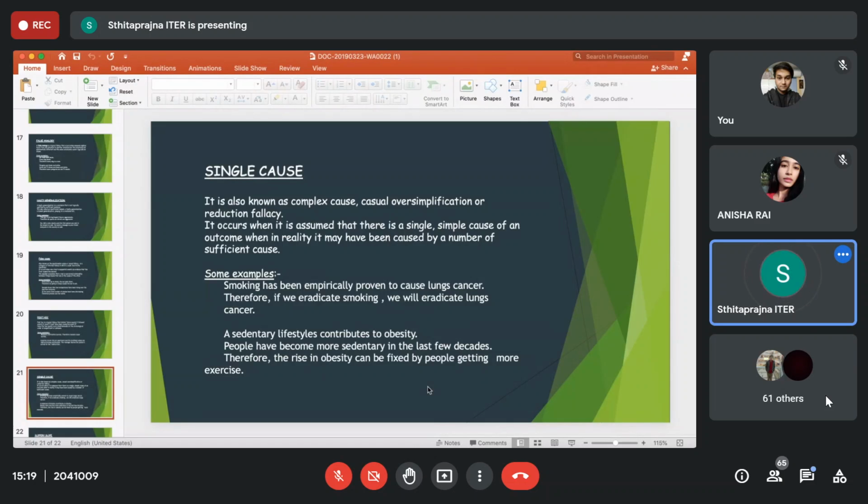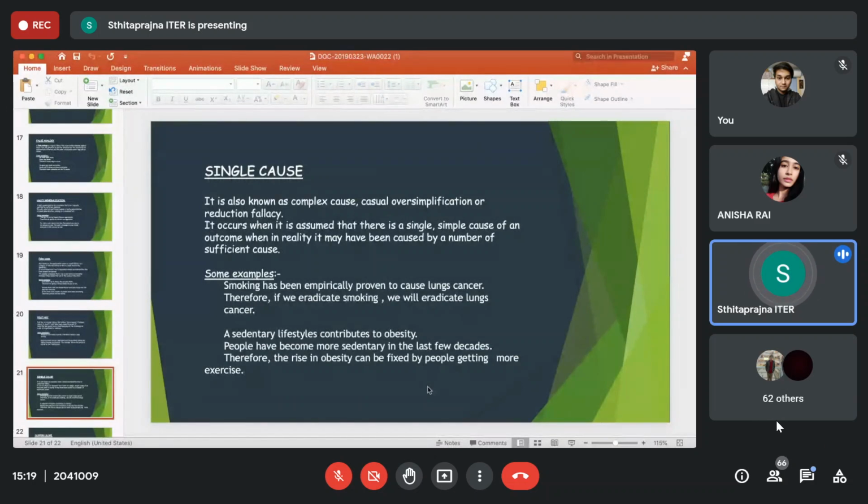We don't know. So when we oversimplify, when we pinpoint one particular cause as the reason, then it becomes a causal fallacy, single cause, or causal oversimplification. So, a sedentary lifestyle contributes to obesity. People have become more sedentary in the last few decades. Therefore, the rise in obesity can be fixed by people getting more exercise. Well, that could be one very major cause, but not the only cause.